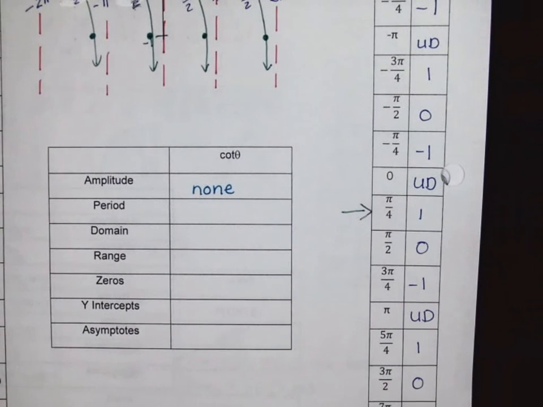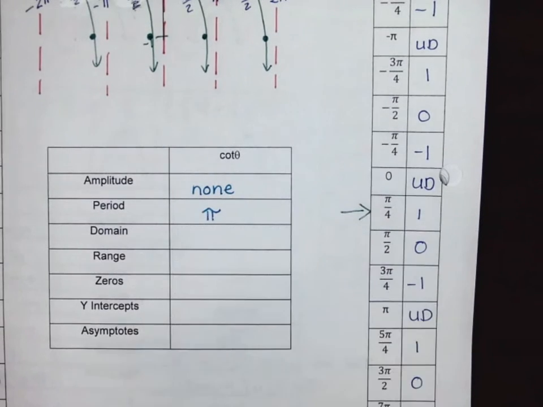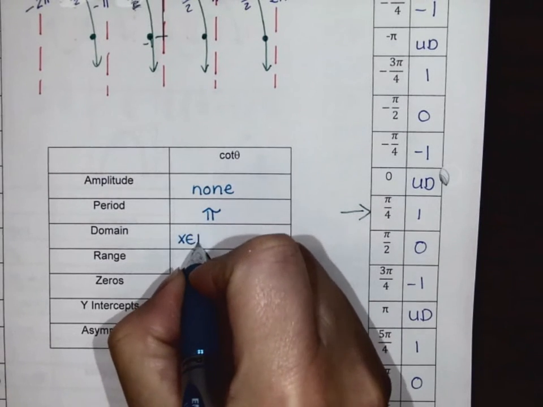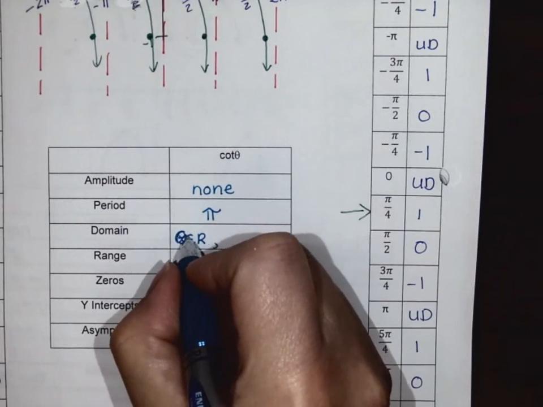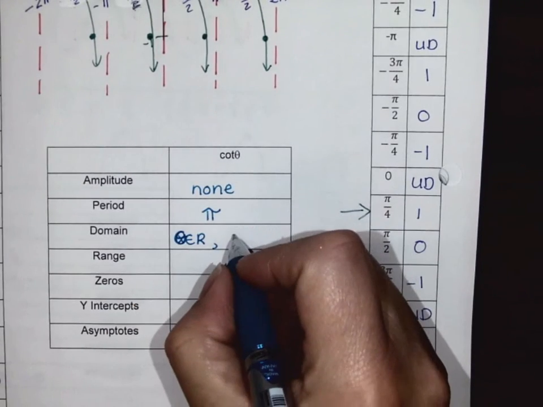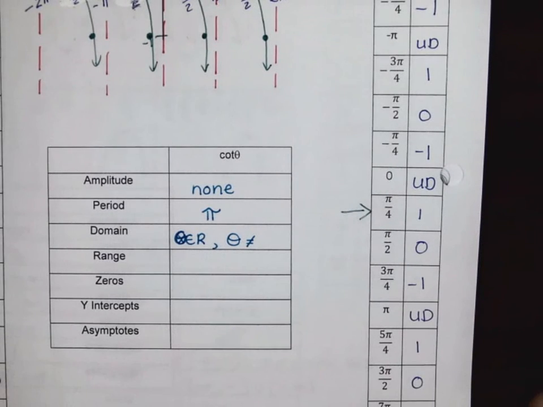Period. So we're looking for where the pattern repeats. Pi. What's the domain? Oh, that should be theta. Theta is an element of the reals, because I've done everything with thetas. And this one will be theta cannot equal.